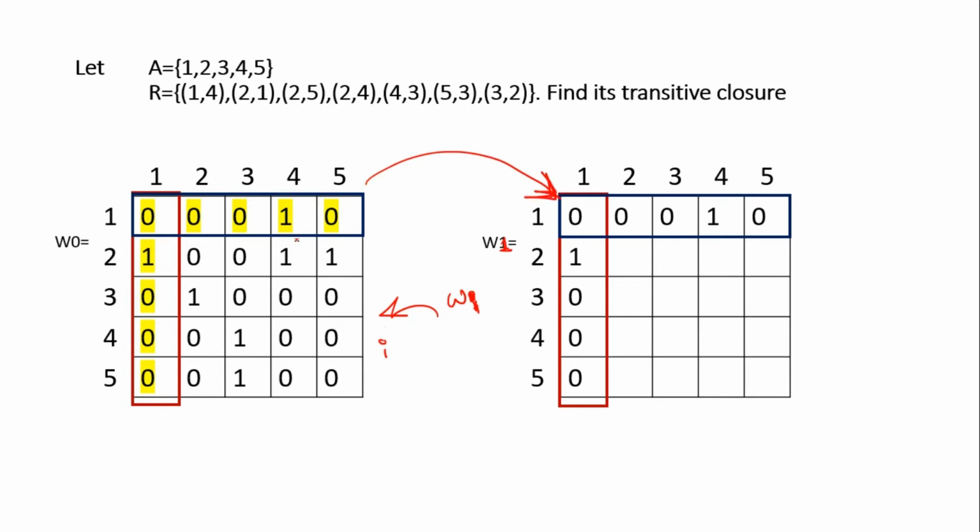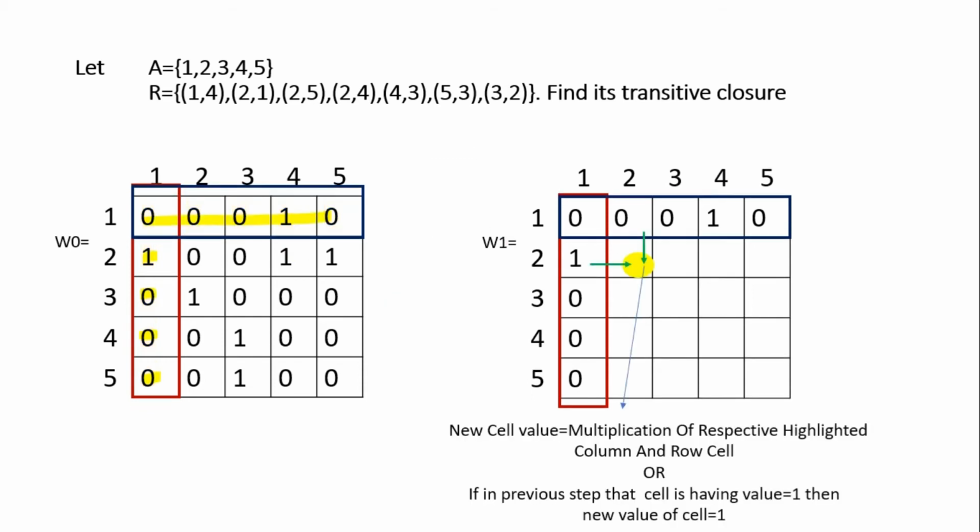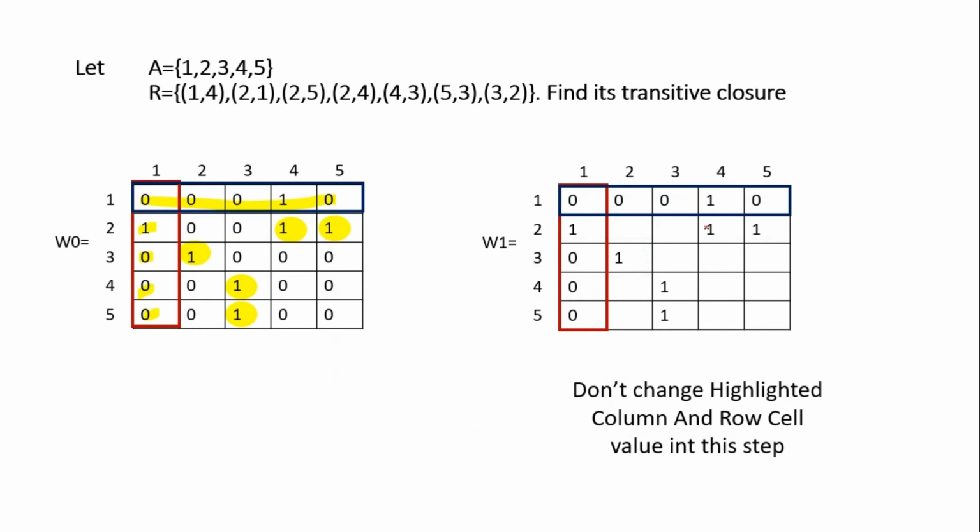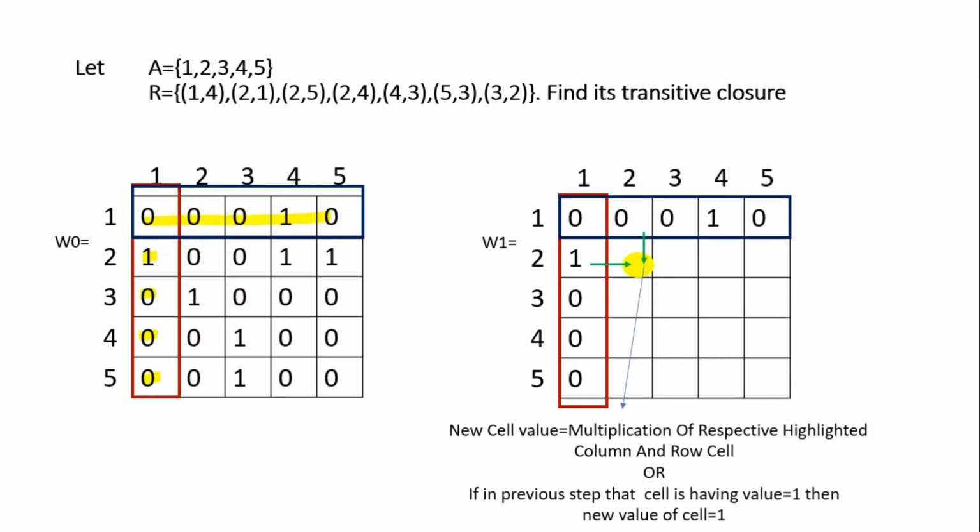And apart from that, to find all the other remaining entries: if in the previous matrix the value of that particular cell is 1, I will keep that value as 1. So this will be the value. In the previous matrix the value was 1, so I will keep it as it is. For the others, I will check the corresponding highlighted row and column. If both the values are 1, then the result for that cell will be 1.